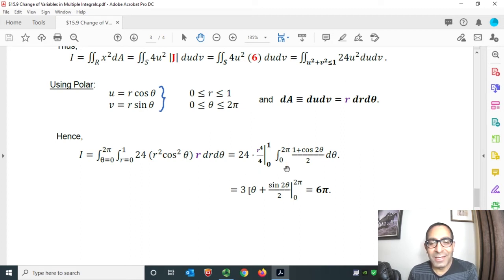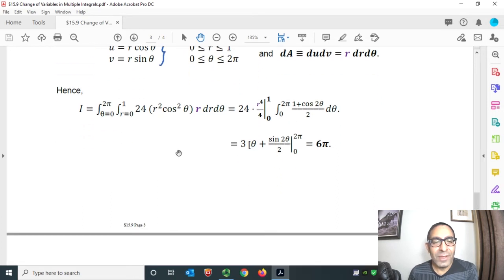Then the next step, 24 constant as it is. Let's isolate the r integral and theta integral. Now from the r integral, here I do have r cubed, so the integration of r cubed is r to the fourth over 4, and these are the r limits, times the theta integral from 0 to 2 pi of cosine squared theta. Cosine squared theta becomes 1 plus cosine 2 theta over 2 times d theta.